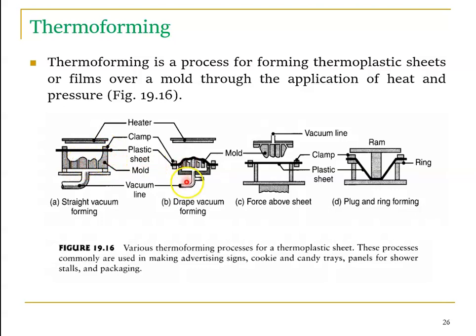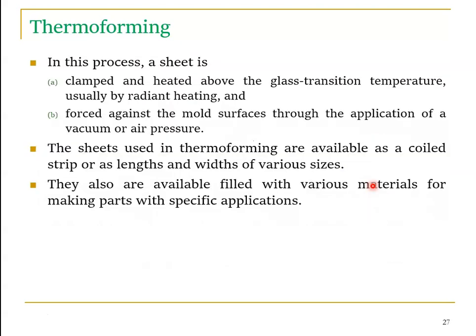The drape vacuum forming is also similar to this. In the forming above the sheet, instead of suction from the bottom, here the top surface is sucked with the help of a vacuum line. Here there is no air, we use some pressure, so a ram is moved. So these are the various types of thermoforming processes.